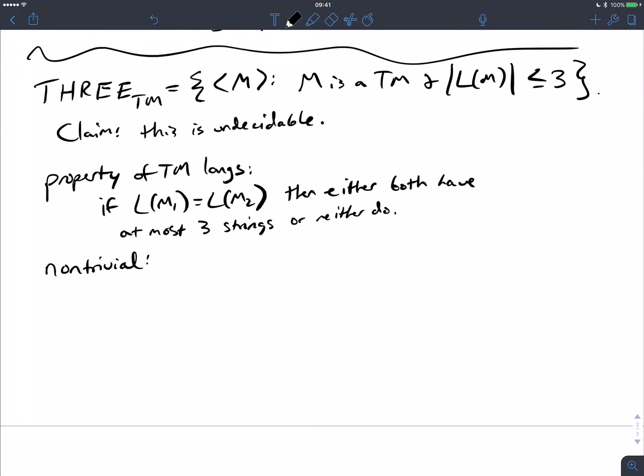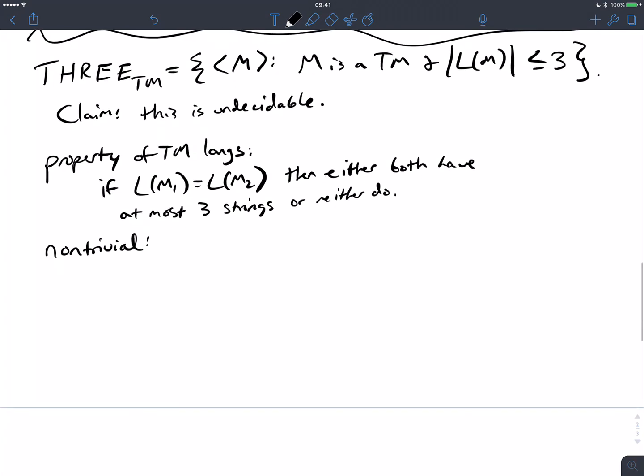So in order for me to show non-triviality of 3TM, what do we need to show? Exactly. I need to show one machine that has the property 3TM and another one that doesn't. What's one that does? Any example works. Yes, one that does have the property is any machine that happens to reject every single string. So let M1 be a TM that rejects everything, or has empty language.